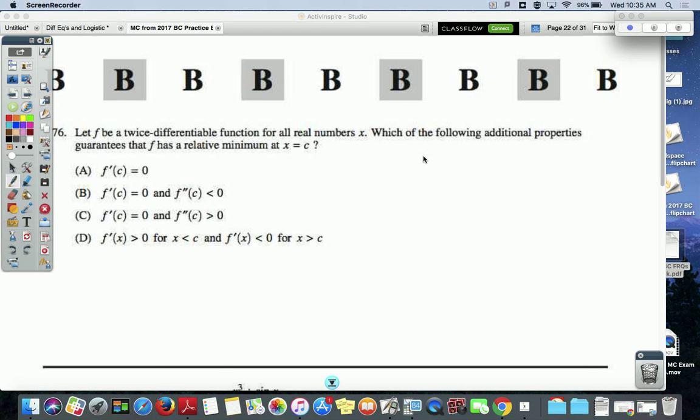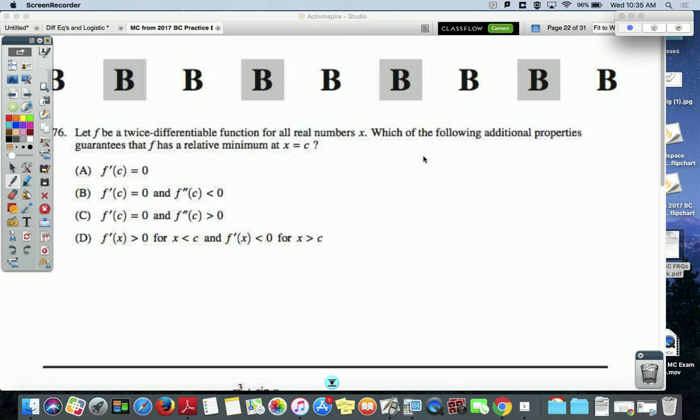Question 76. We are now on the calculator portion of the exam. However, what we're going to find out is that only about half of these calculator questions will actually need a calculator. This first one, 76, does not need a calculator.